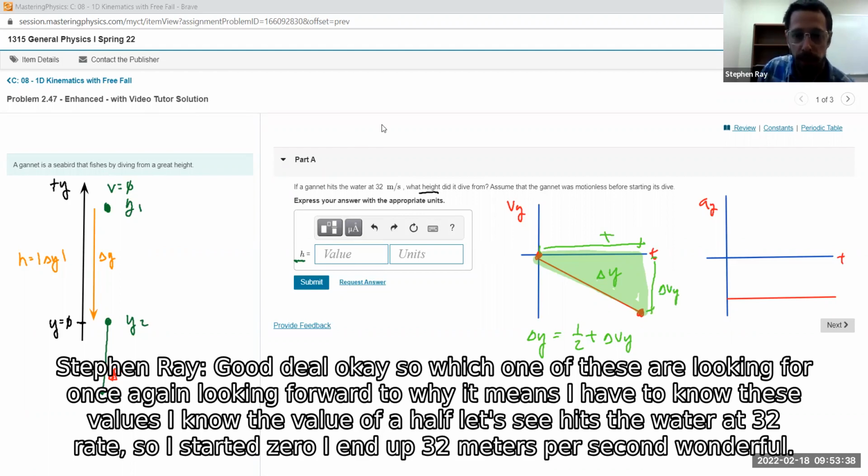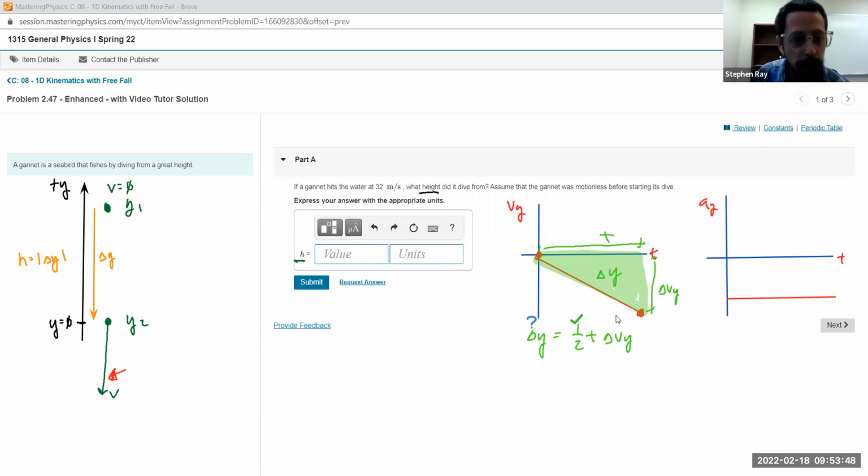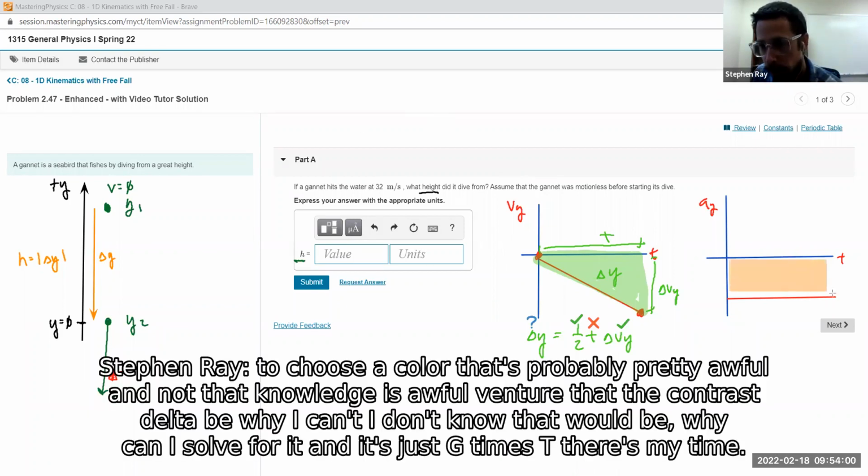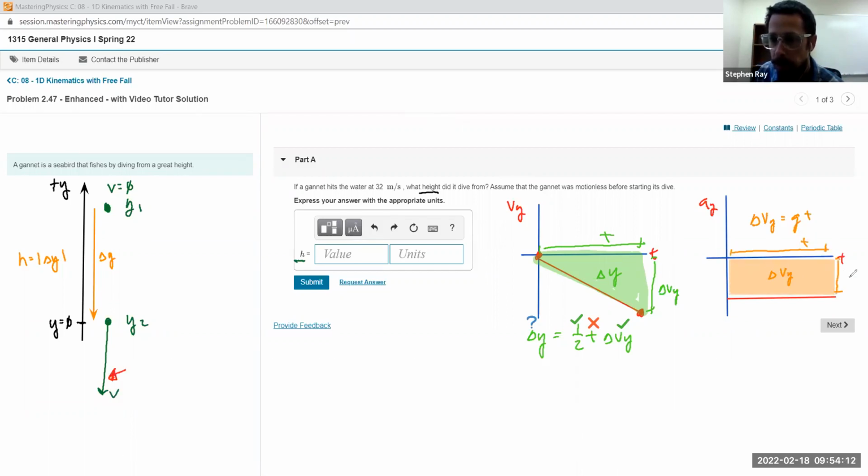It means I have to know these values. I know the value of 1/2. It hits the water at 32, so I start at 0 and end at 32 meters per second. It doesn't tell me anything about time, does it? So I don't know the time, which means I need another equation. There's one more graph to go, thank goodness. Delta Vy, I don't know it, I have to solve for it, and it's just g times t.